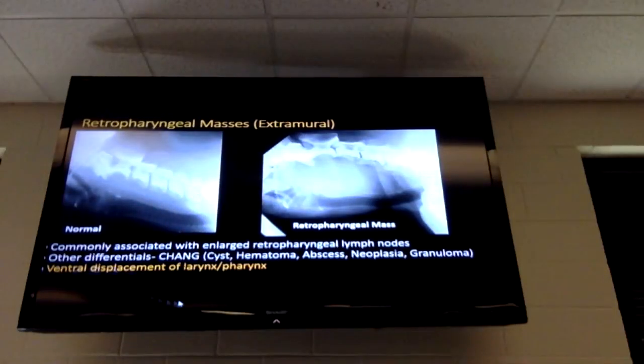Let's see how they appear. So this is a normal and this is abnormal, of course. Can you appreciate this increased soft tissue opacity? Explain this. What structure would come to your mind first? The esophagus is in that area, so there could be a mass arising from the esophagus. It's a possibility. Lymph nodes, thyroid, yep, all those things.